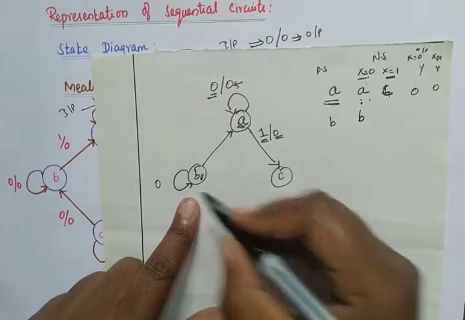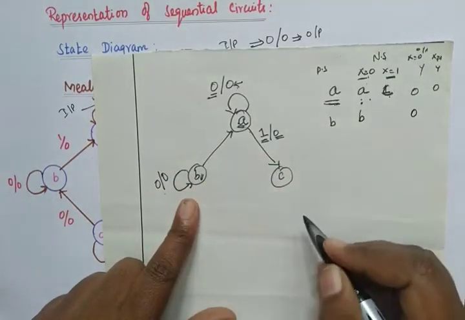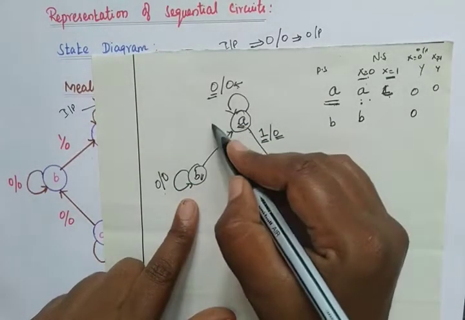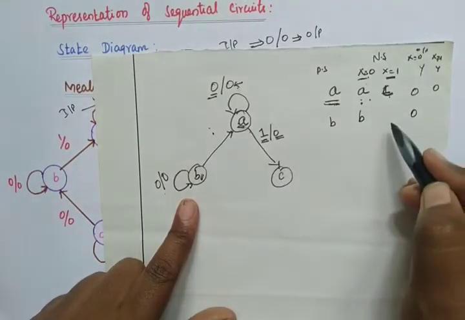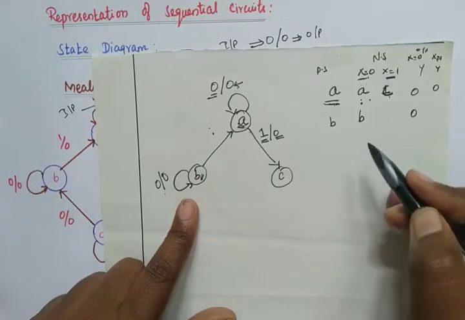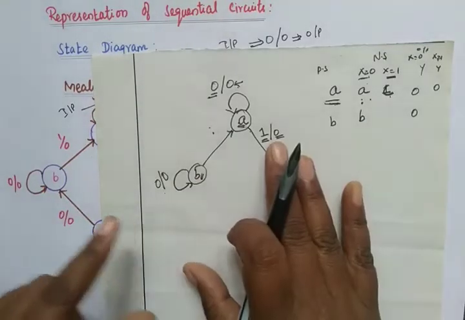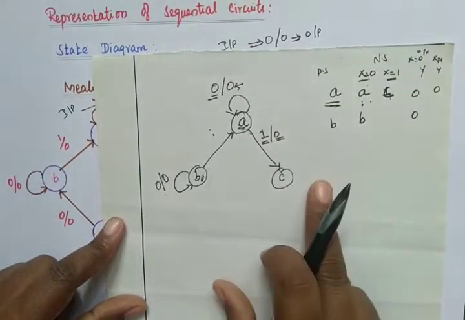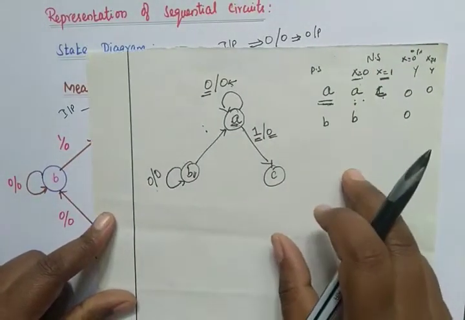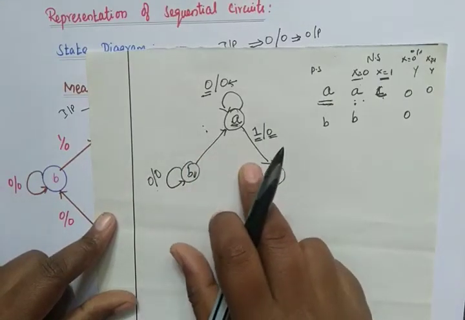B. Now what will be the output? The output is 0. So this is the state diagram representation and this is the state table representation. If it is a state table, what is there? The information present in the state diagram will be present in this table. This is called a state table and this is called a state diagram.